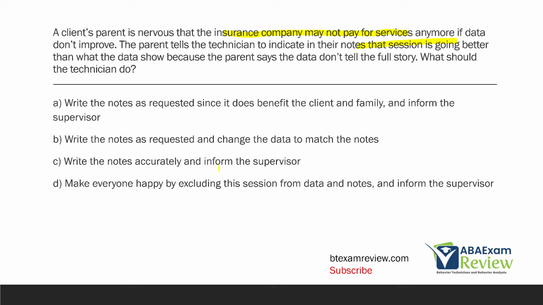C, write the notes accurately and inform the supervisor. Yes, write the notes as it happened and then let your supervisor know immediately. D, make everyone happy by excluding this session from data and notes and inform the supervisor. Well, no, we're not just going to exclude the session because it didn't go well. Even if it were to, let's say, benefit the client, it's unethical. We can't do it. So despite the parent's request, notes must be accurate. You've got to inform the supervisor.